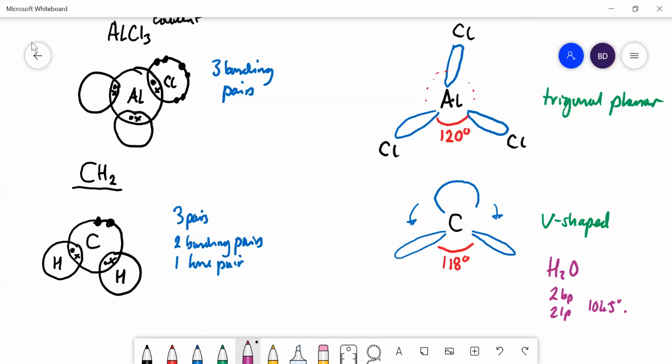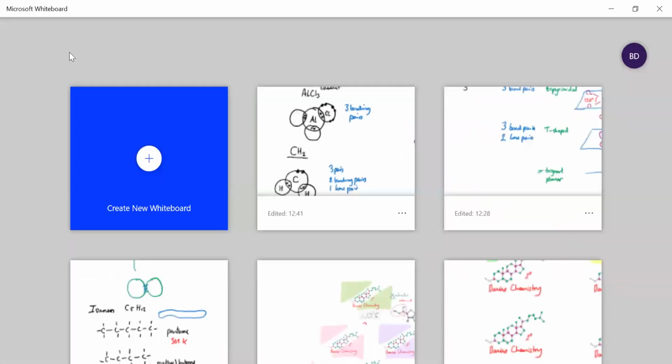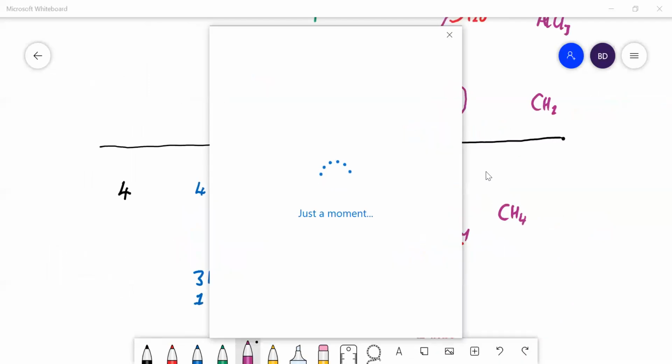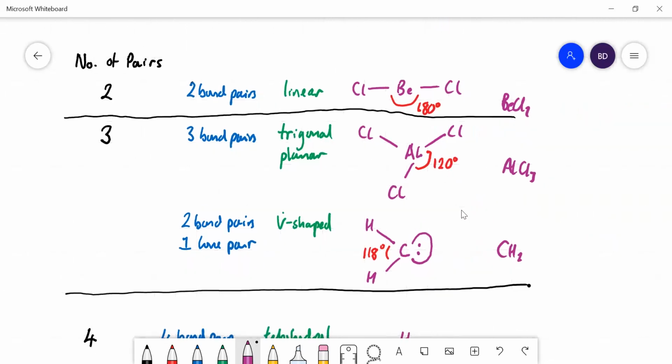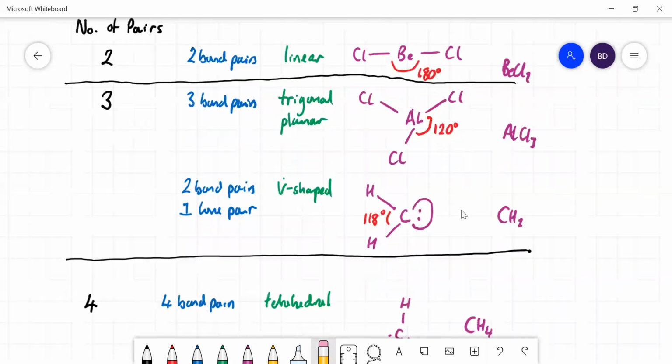So we just do a little summary of what we've done so far. If we go to this one. Right, so what we've just done there, number of pairs 2, we've got beryllium chloride, linear, 180 bond angle. Then we go to the three pairs, aluminium chloride, trigonal planar, 120, symmetrical. Then if we have a lone pair in there, like here, we end up with the bond angle being a bit smaller.